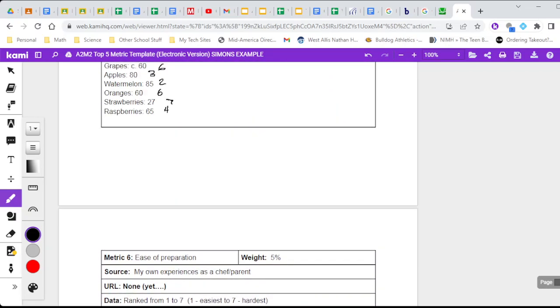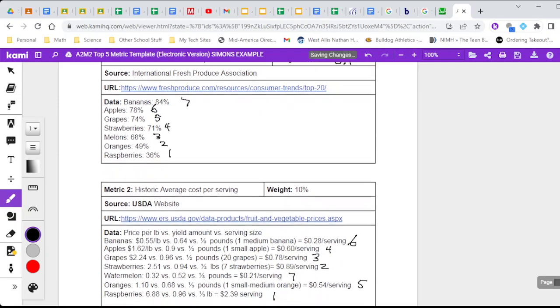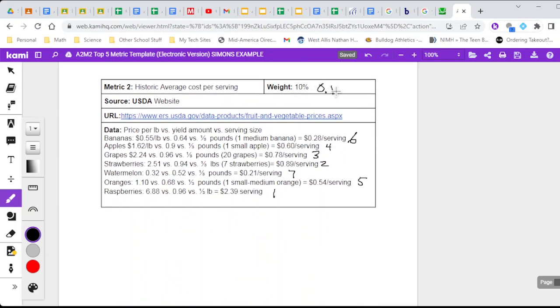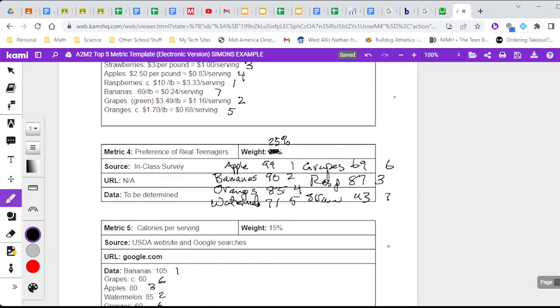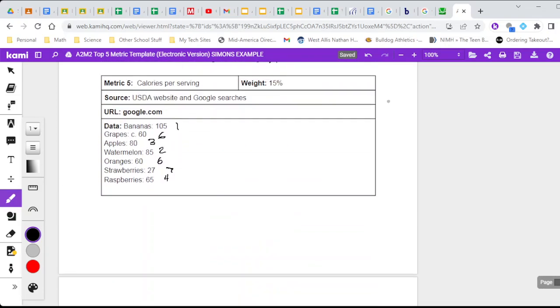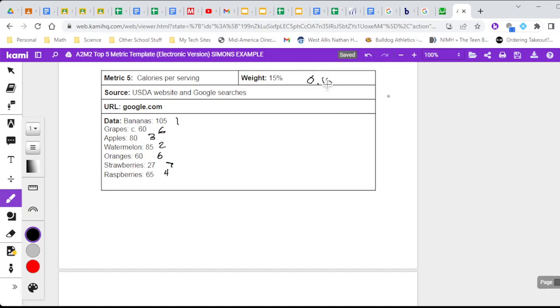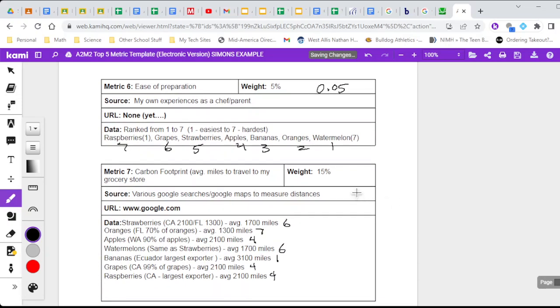And so now the last thing we're going to do is we are going to take that and multiply these by the decimal equivalents of these percents. So this would be 0.1. This would be 0.1. This is 0.2, right? You get the idea. 0.25. And then this is 0.15. And this over here is going to be 0.05. All right. And then the last one, 0.15.